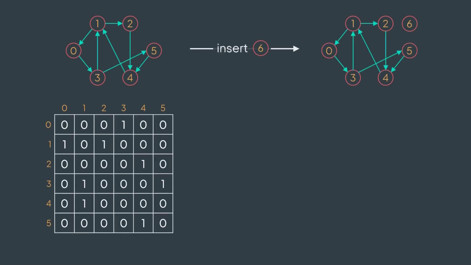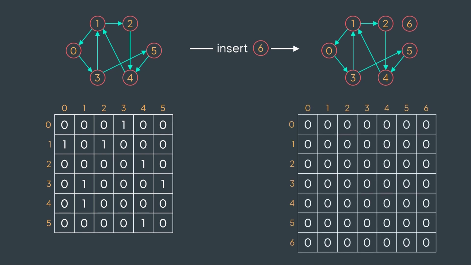First operation, add vertex. To add a vertex, we have to add a new row and a new column to welcome the new vertex. And here, it depends on the implementation. If the adjacency matrix is static, we have to create a new one from scratch whose size is the size of the old matrix plus 1, and we copy values of the old matrix.